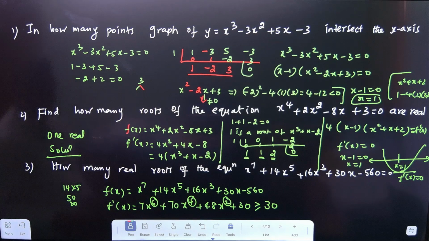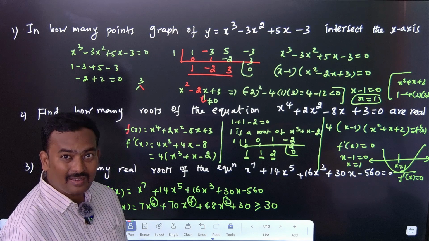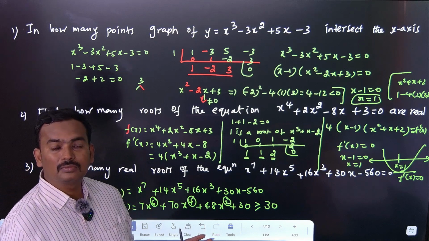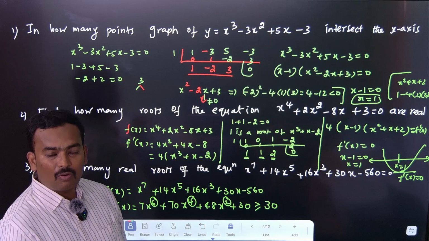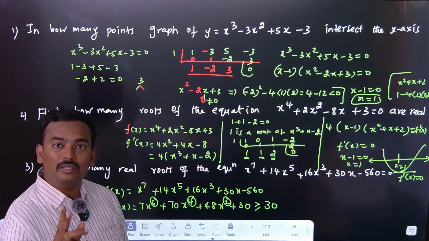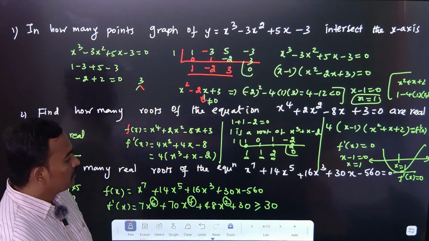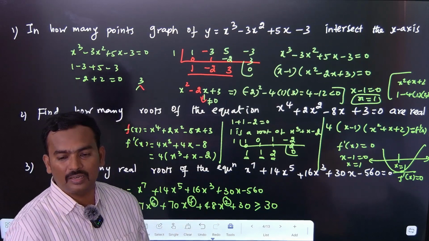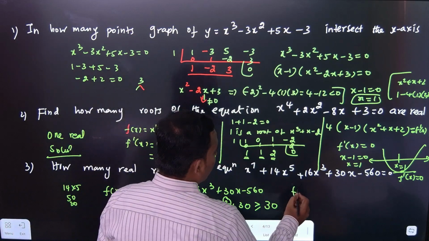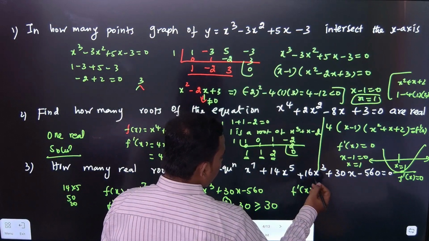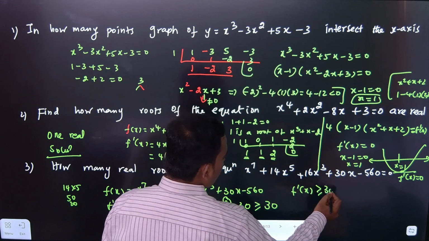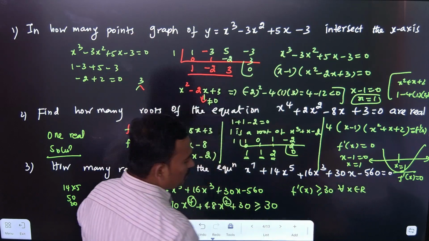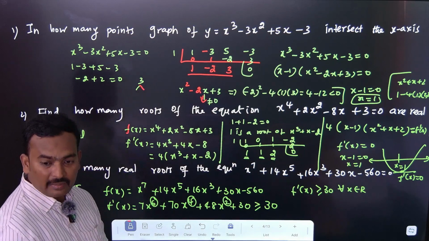Completely increasing. So therefore, how many real roots are possible here? We cannot say there are no real roots. The reason is it is a 7 degree, odd degree polynomial. Here, with an odd degree polynomial, at least one real root is possible. For all other cases, you can see it is increasing. So therefore, only one real solution is possible. You can say here f dash of x is greater than 30 for all x belongs to real numbers. Okay. So completely it is increasing.